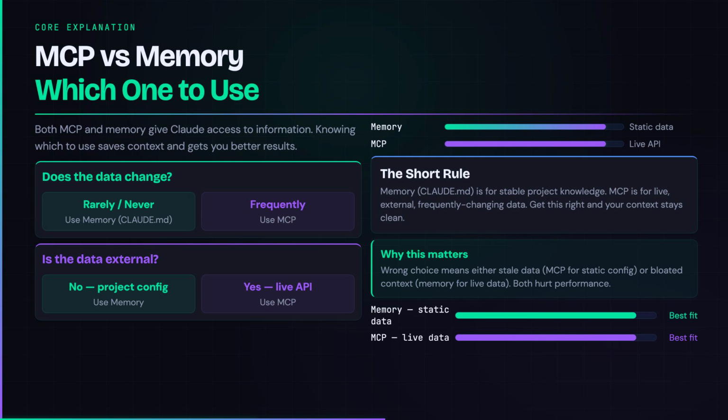Then think of this choice like deciding between a notebook and a live dashboard. If the data rarely changes and lives in project rules, memory like Claude.md is the right home. If the data is external or changes frequently, MCP is the right tool. Without this split, you either store stale facts or waste context on live data that should stay outside the chat.